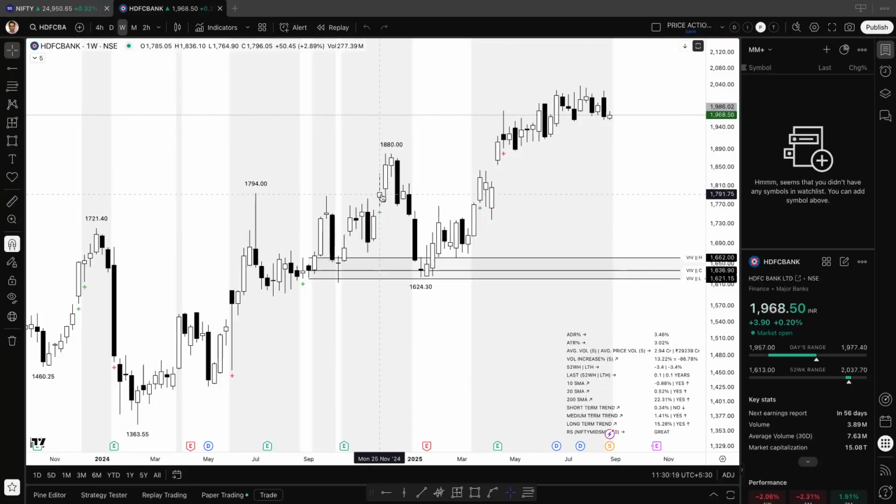What happened there was it broke the low. That means long term something is wrong. But HDFC Bank never ever broke the low of this price. It means it was an opportunity to buy, and you were getting a very, very low risk entry, with 1 or 2% of stop loss. Okay, so this is why the VIV zones are very, very important.